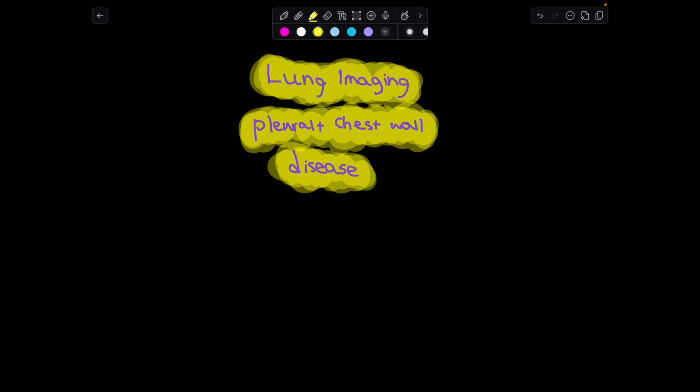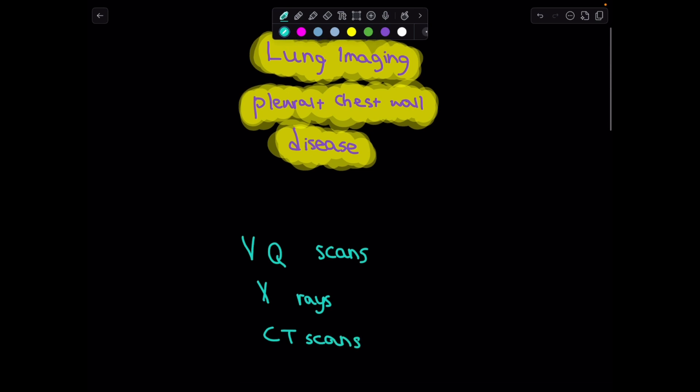Got it. Let's keep it tight and direct. Lung imaging. X-rays, CT scans, and ventilation perfusion, VQ scans, each have distinct roles. X-rays are quick, cheap, and good for initial checks like infections or lung collapse. CT scans give detailed 3D views, ideal for tumors, fibrosis, or complex infections. VQ scans assess airflow and blood flow, mainly for pulmonary embolism. Want to start with X-rays?